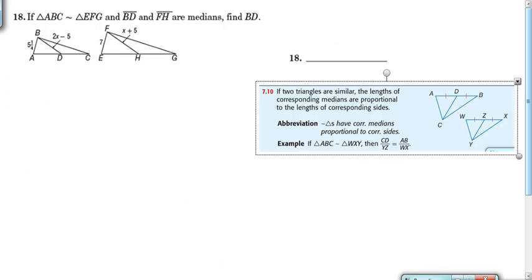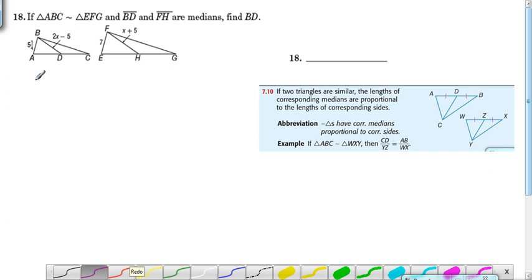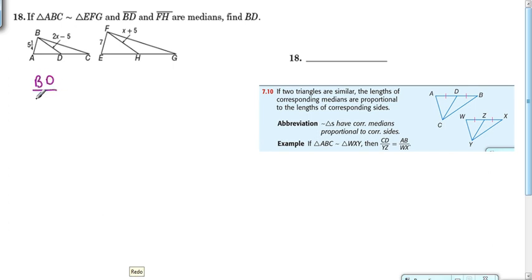Number 18. If triangle ABC is similar to triangle EFG, and segment BD and segment FH are medians, you have to find BD. Well, there's a theorem that says if two triangles are similar, the lengths of their corresponding medians are proportional to the lengths of their corresponding sides. So my medians are BD and FH. So I can compare BD to FH in the same way that I can compare any two corresponding sides. So I can compare AB to EF.